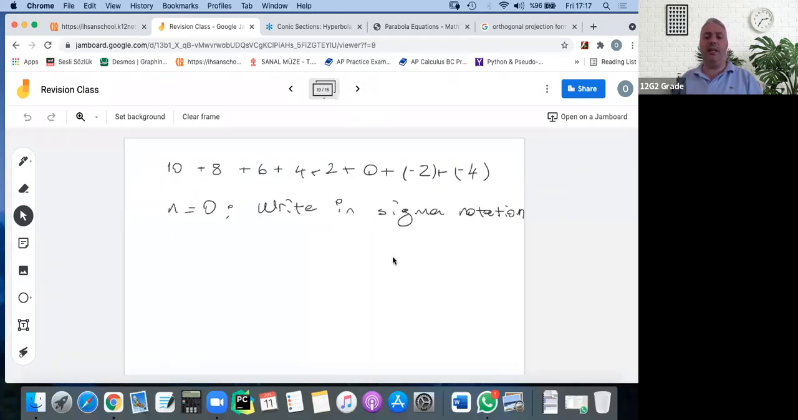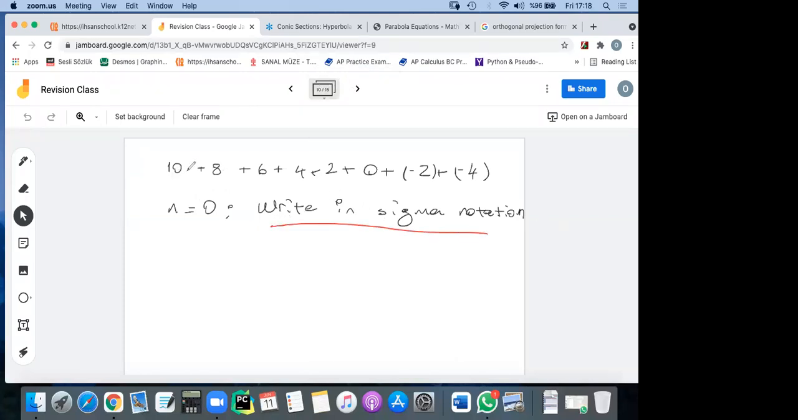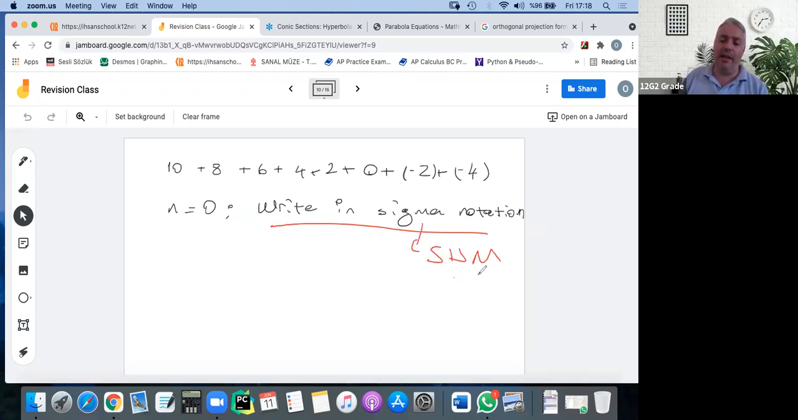Now, question number 10. Write in the sigma notation. Sigma means sum, don't forget, and notation is this, right? So we have the sum of the numbers 10, 8, 6, 4, 2, 0, negative 2, negative 4. Even from negative 4 to 10, or 10 to negative 4, it's not a problem.